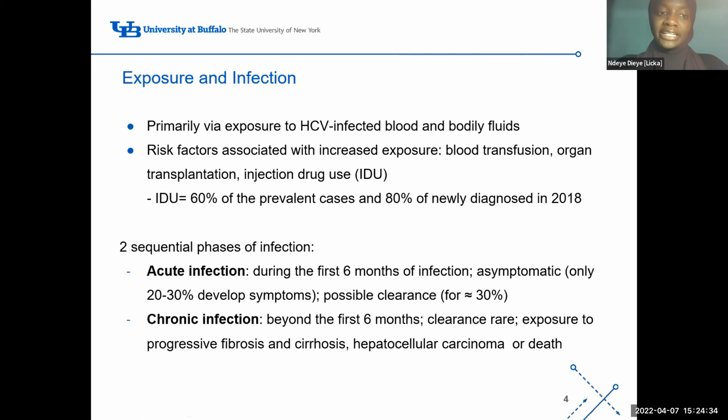A person who is infected by HCV goes through 2 sequential phases. The first, the acute infection phase, is the name given to the first 6 months of infection. During that phase, the person is generally asymptomatic and is able to clear the virus before the end of that phase. The second phase is the chronic infection phase, which starts right after the end of the acute infection, so it's beyond the first 6 months of infection. The issue with that phase is that clearance of the virus is rare, and the infected person is potentially exposed to complications like fibrosis, cirrhosis, hepatocellular carcinoma, or even death.